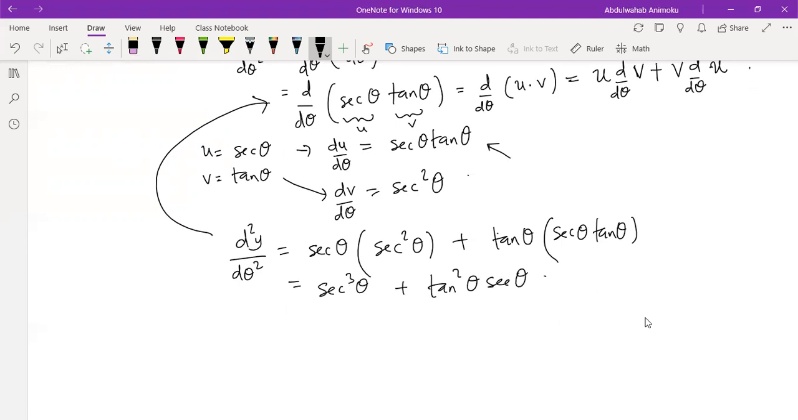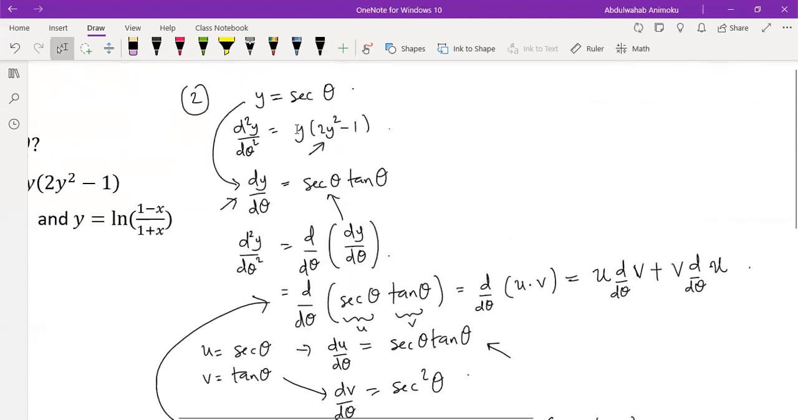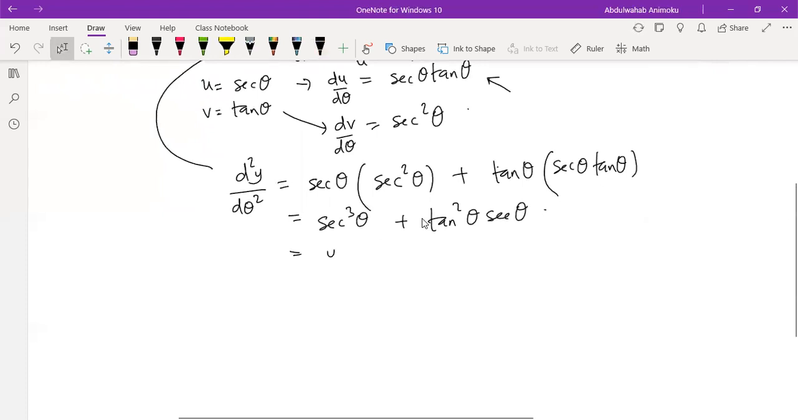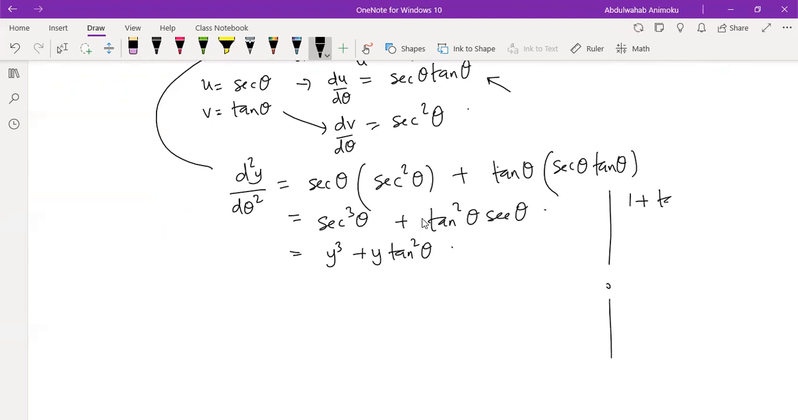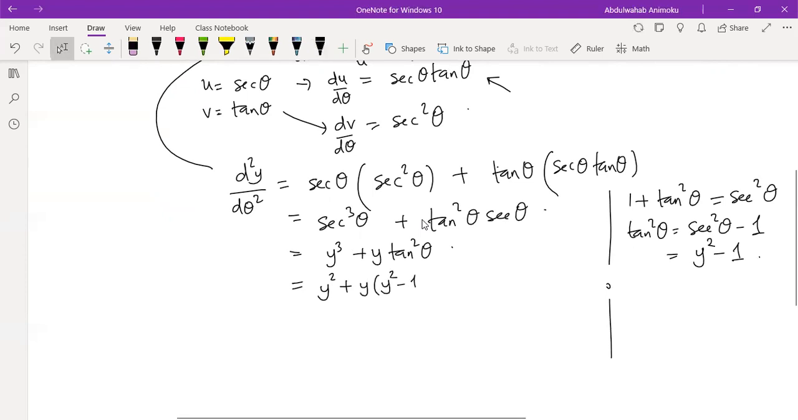Now, remember that secant theta is y from the problem. If you substitute that, that will give us y cubed plus y times tan square theta. Now all we need to do is write this tan square theta in terms of y. Don't forget your identity, that 1 plus tan square theta equals secant square theta. So tan square theta must be equal to secant square theta minus 1. And since secant theta is y, that will be y squared minus 1. So we can finish the problem by writing y multiplied by y squared minus 1, because tan square theta is y squared minus 1.